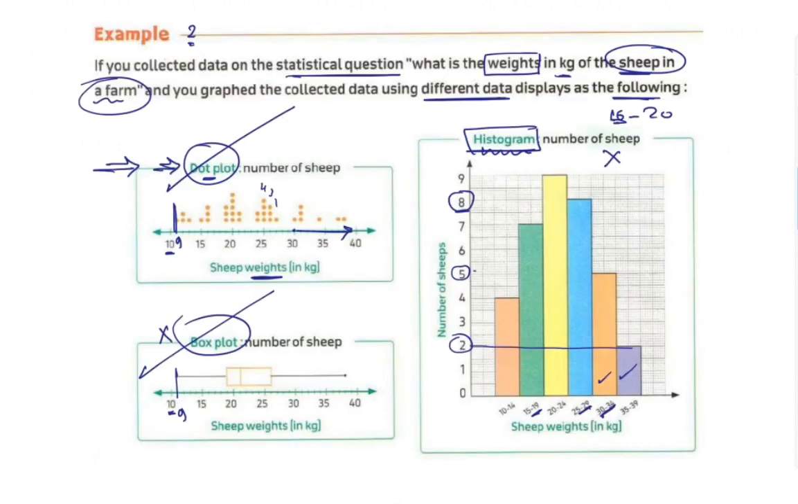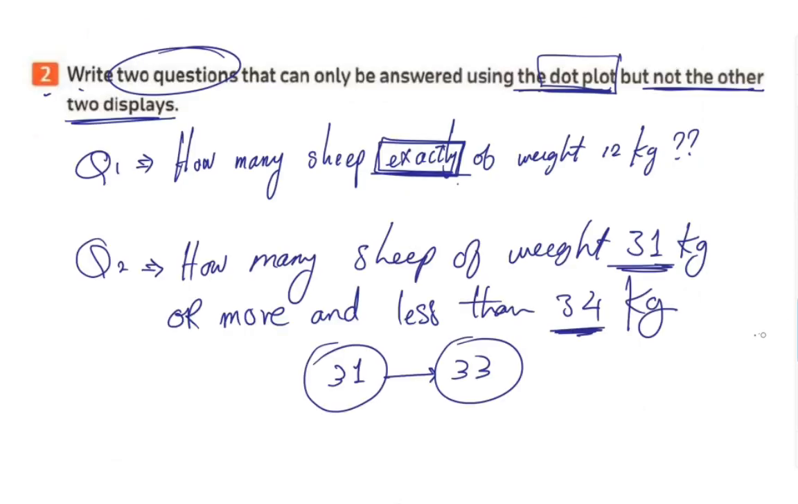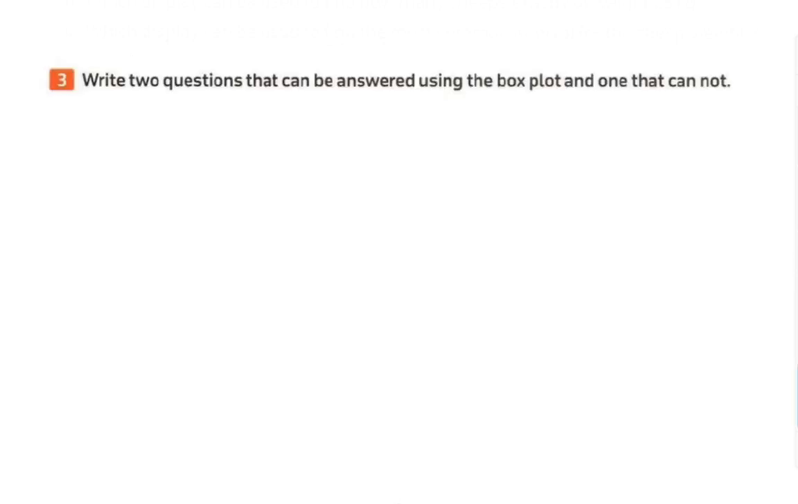So histogram in this case cannot answer the question. And of course, box plot, no. The only way to answer this question is dot plot, because this interval is not available in histogram or box plot. So these two questions, question number 1 and question number 2, the only way to answer them is by dot plot. Now we have the final question.